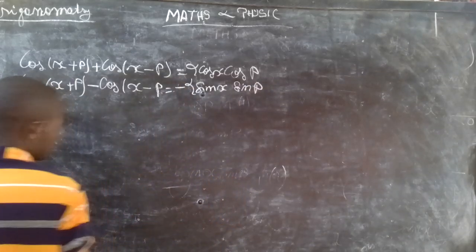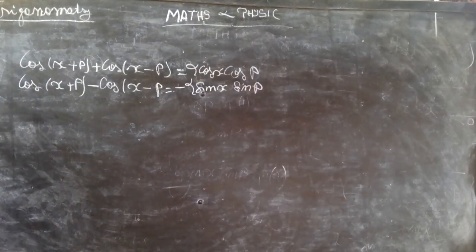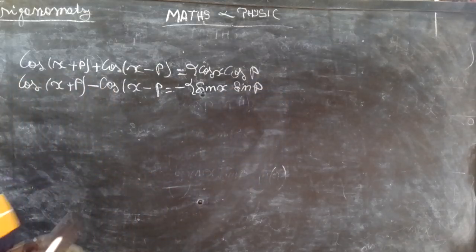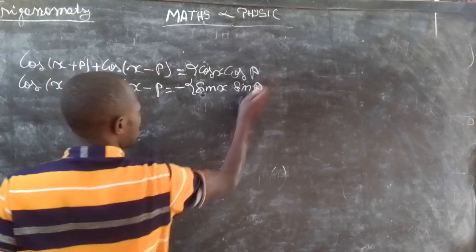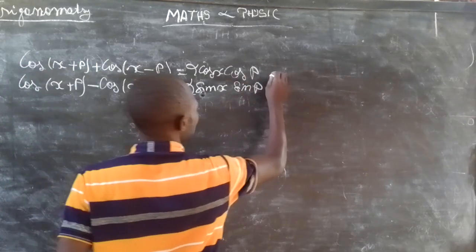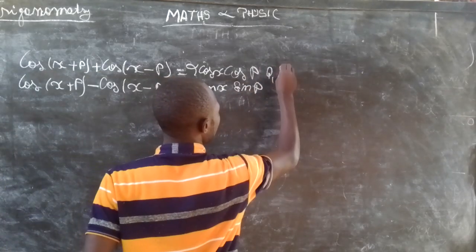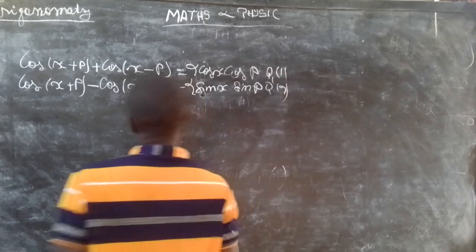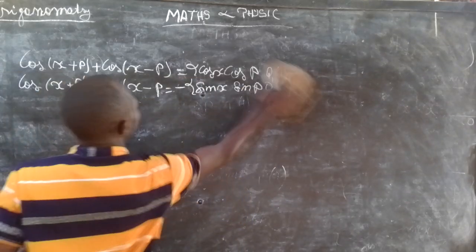So let's go to the sine also. This is how our equations become: this is equation 1, this is equation 2.